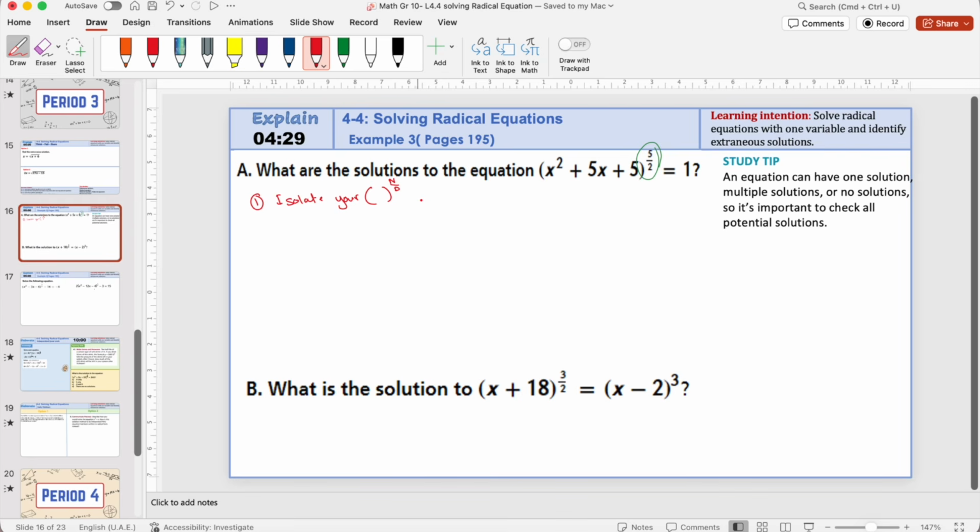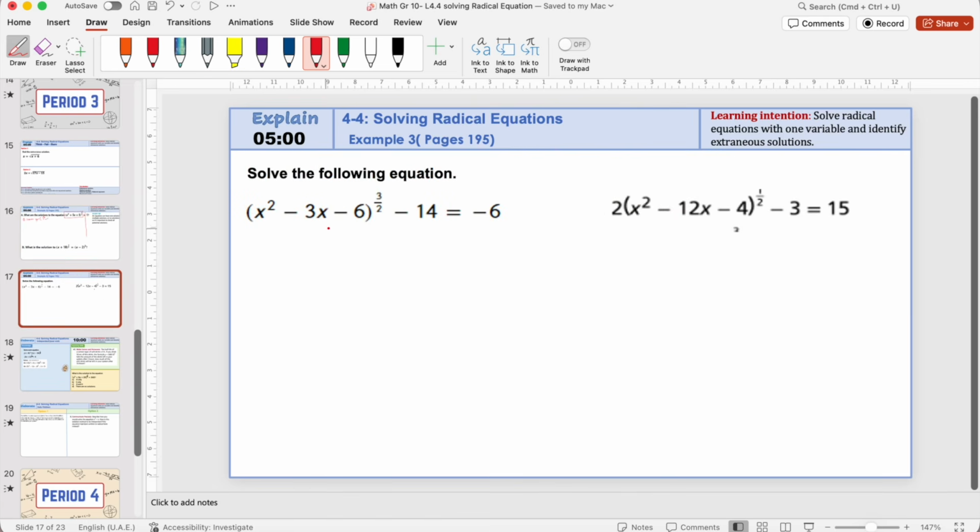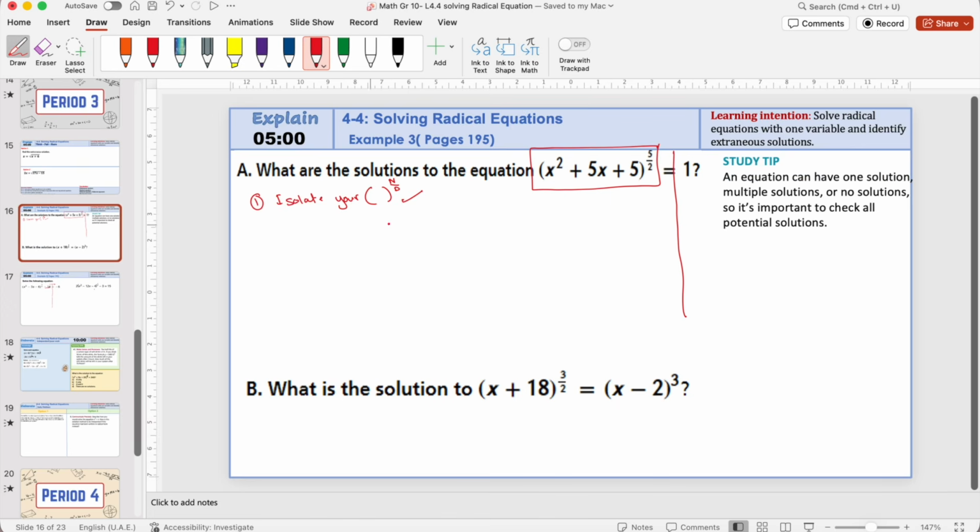numerator over denominator. How do we isolate it? Just make sure the term with the exponent is isolated. Like on this side I only have this term, so done. Some cases you don't have that. For example, here I have number 14, so I need to kick it out. Let's go back again on this question.